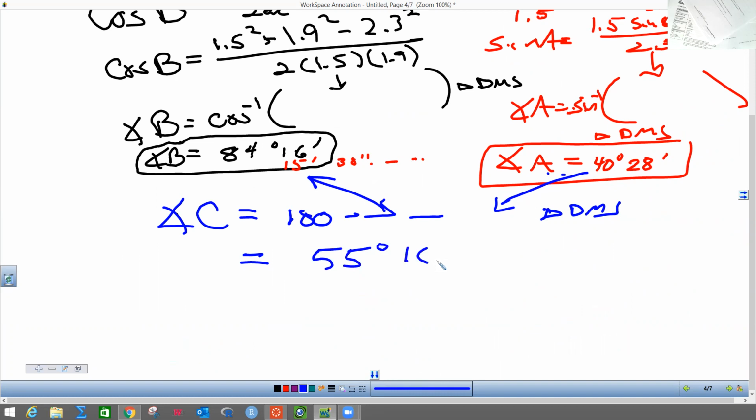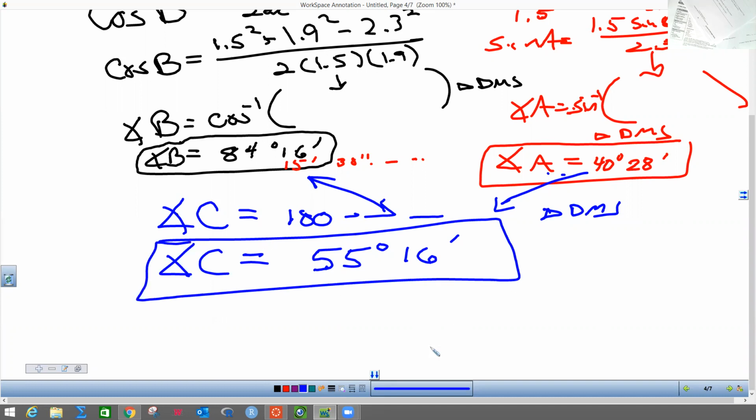Should be 16. I think it should be 16. Yeah. Even rounded, it should be 16. Yeah. Okay. If you're that close, I'm going to count it right anyway.